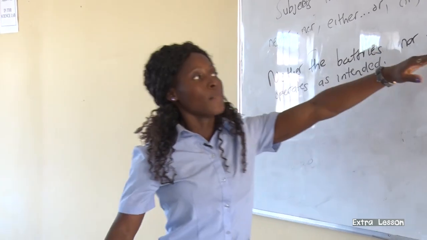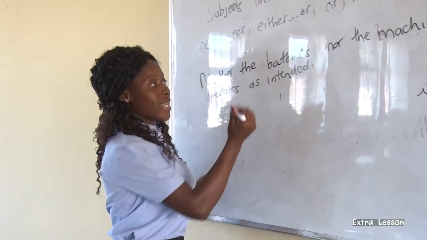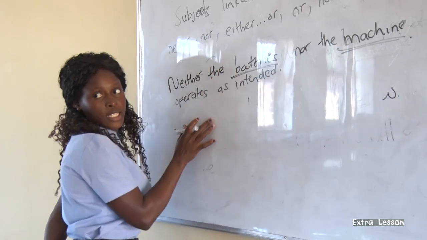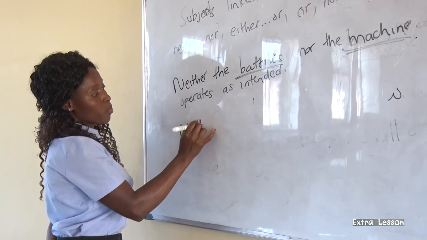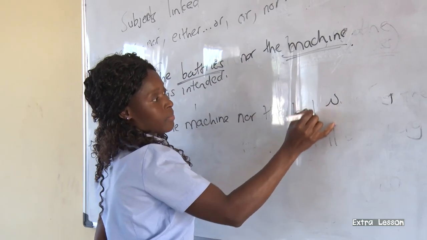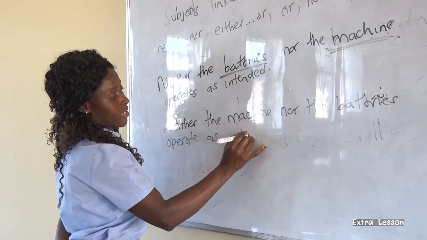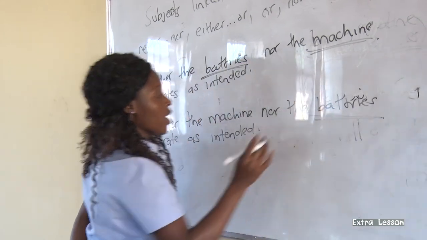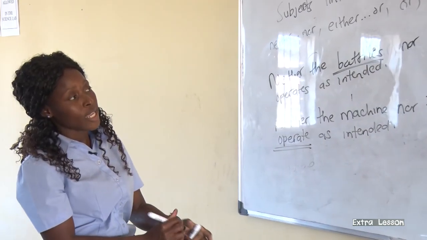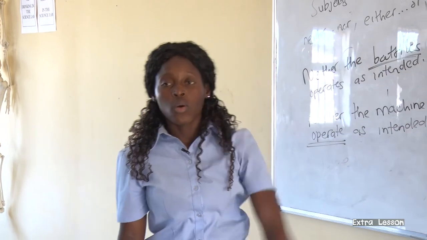We are saying the subject that is close to the verb determines the verb. The batteries is in plural, but the machine is in singular. So since the machine is closer to operates, it is the one that determines the verb. Unless it was like, neither the machine nor the batteries operate as intended. Now the batteries, which is in plural, is the one close to the verb, so it determines the verb. So please take into consideration, we say the noun that is close to the verb determines the verb when we are using the conjunctions either-or or neither-nor.